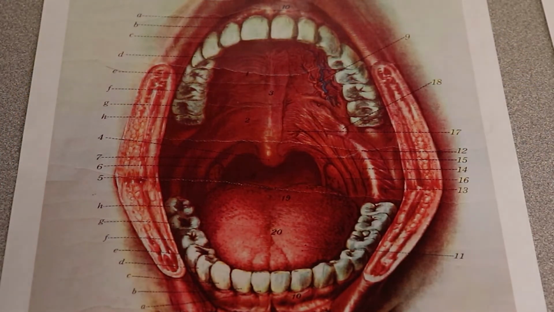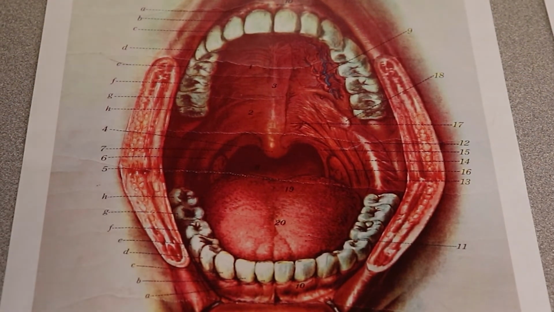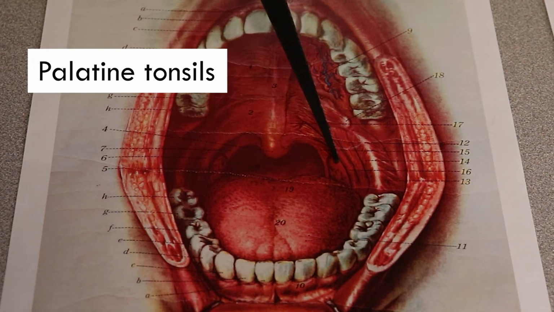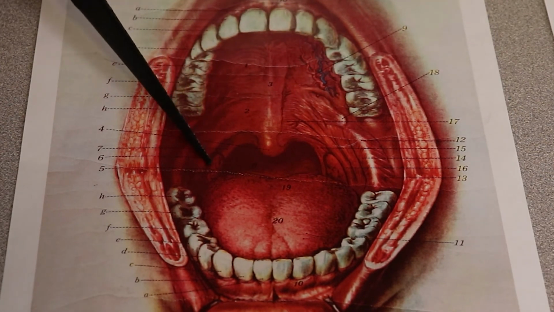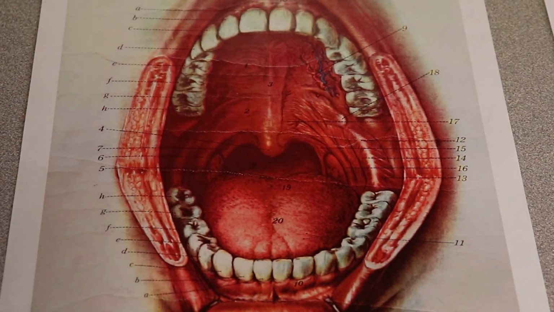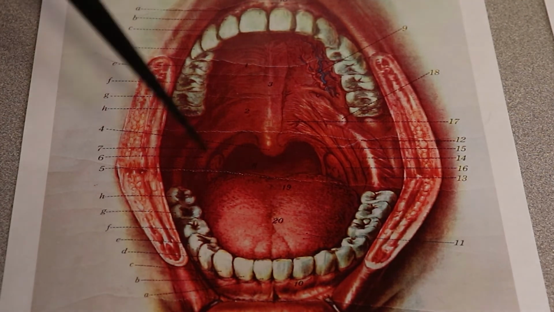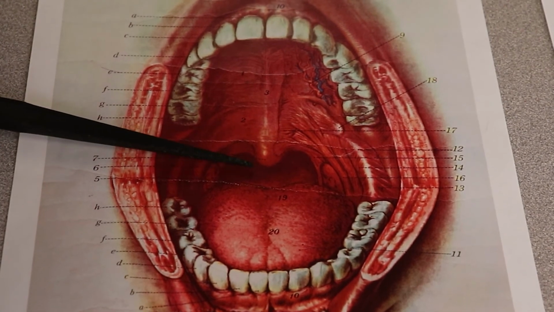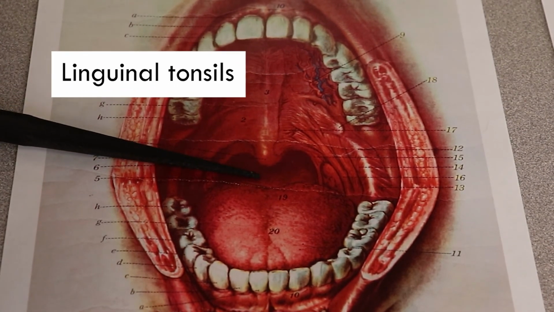Other lymphoid organs include the tonsils. So we have a nice view of the tonsils as a physician would look when he has you open your mouth and say, ah. We have the palatine tonsils here. And remember, they are lateral to the soft palate, okay? And then we also have the pharyngeal tonsils and the lingual tonsils. Very hard to see on this image, but the lingual tonsils are on the posterior aspect of the tongue.